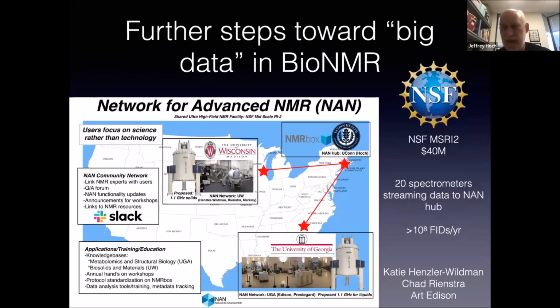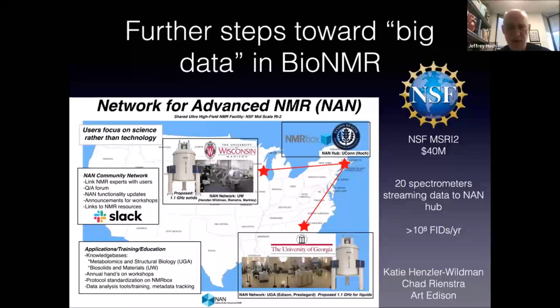Another step towards big data I wanted to tell you about. This is something that Chad Rienstra was originally scheduled to tell you about. I'm going to just give you a quick peek at it. It's something called the Network for Advanced NMR. It's been launched on the basis of a $40 million mid-scale research infrastructure grant from the National Science Foundation.